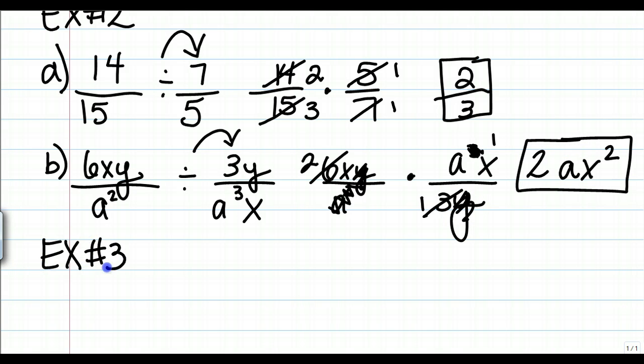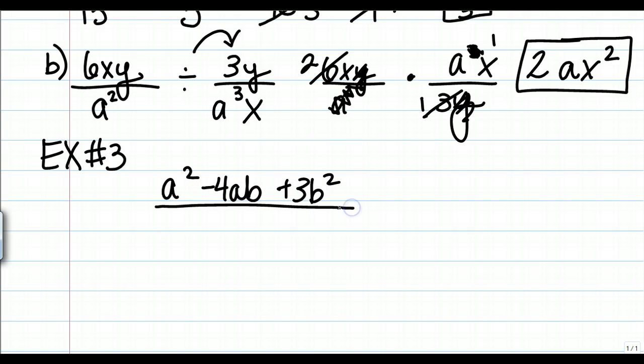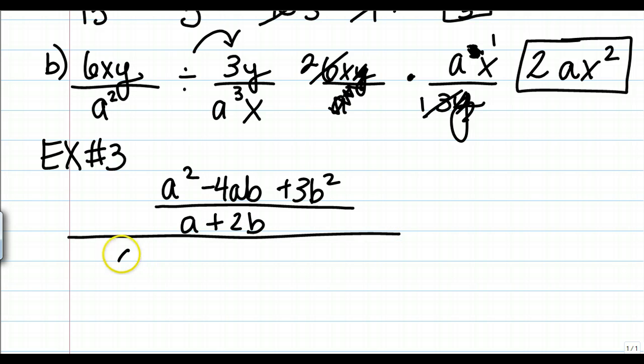Example number 3. What if I gave you a squared minus 4ab plus 3b squared over a plus 2b, divided by a squared minus ab minus b squared? And let's make this a 6b squared. Okay, this big fraction is like a division sign.